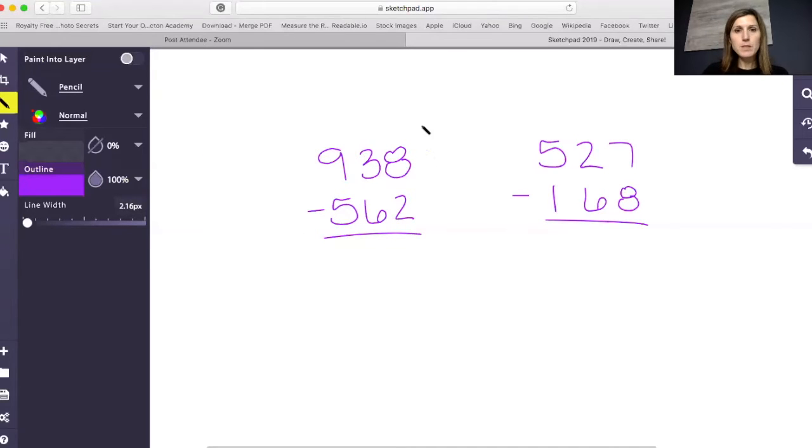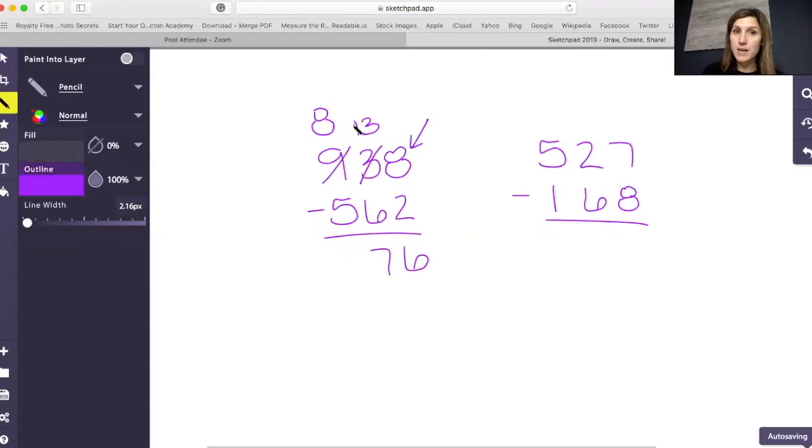Okay, so I'm going to start right here. 8 minus 2 equals 6. Now I get to my tens, 3 minus 6. I can't take 6 away from 3, so I'm going to need to borrow. I show borrowing by crossing out this 9 and replacing it with an 8. So I am taking away 100, and I am turning that 100 into 10 tens. So I add those 10 tens to the 3, and I get 13. Now I can subtract. 13 minus 6 equals 7.